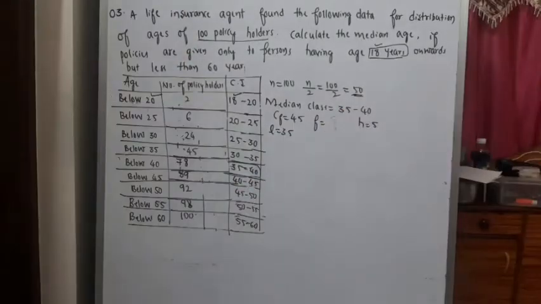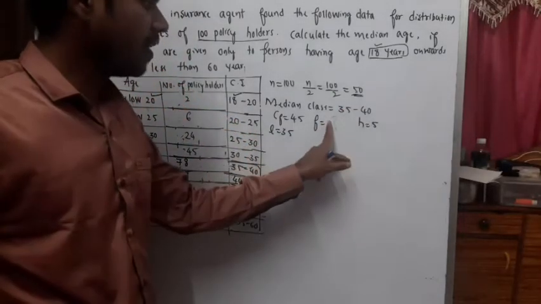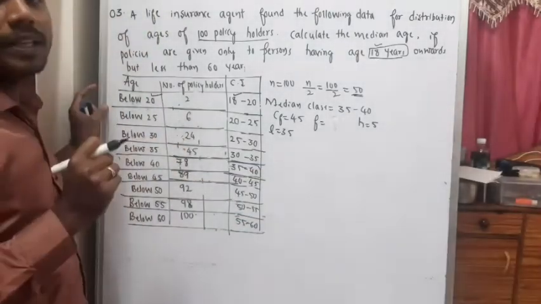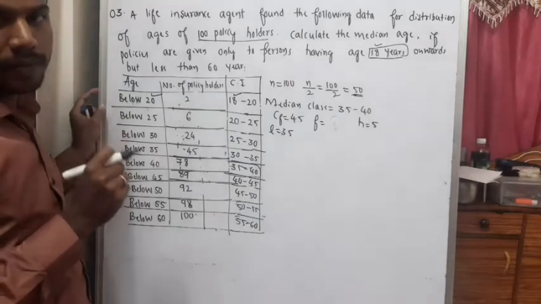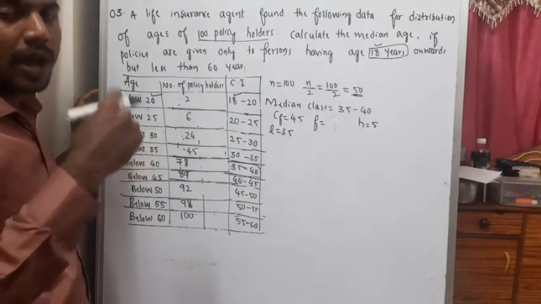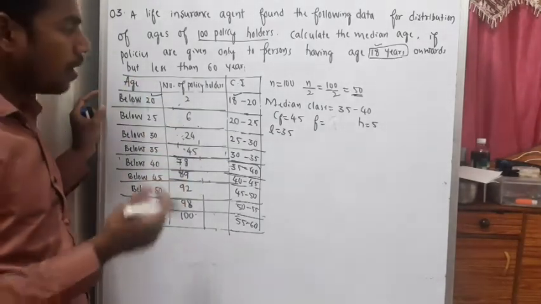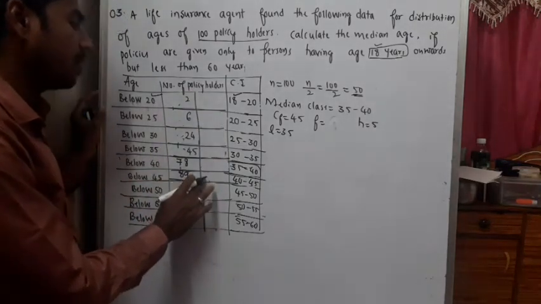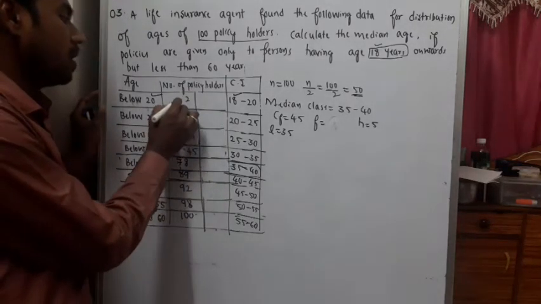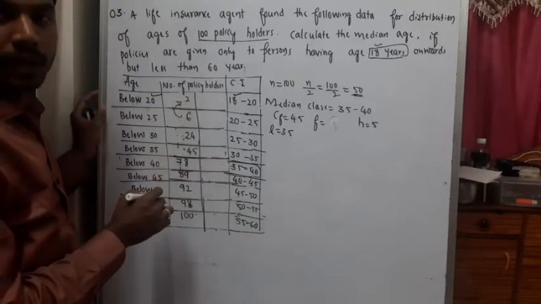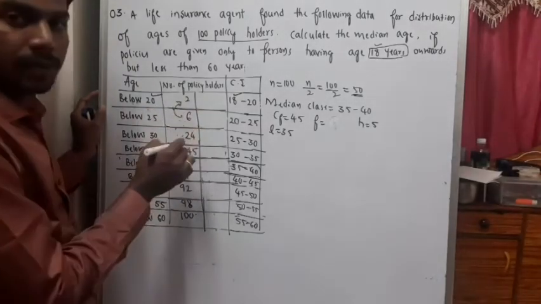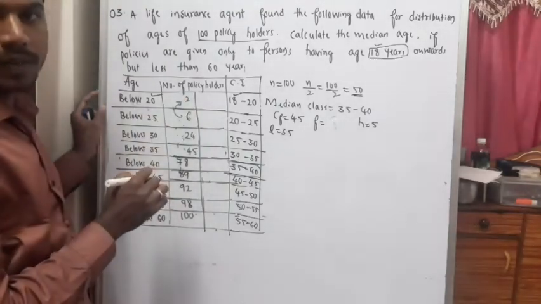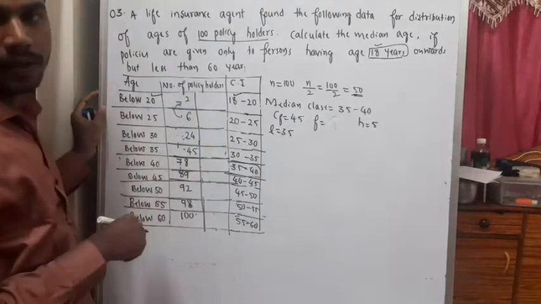What we have, see, we need to find F. How will we find F? See, this is cumulative frequency. To obtain the cumulative frequency from the normal frequency, we used to add the succeeding term. Now, to get the frequency from the cumulative frequency, we need to subtract the previous cumulative frequency from the succeeding cumulative frequency.